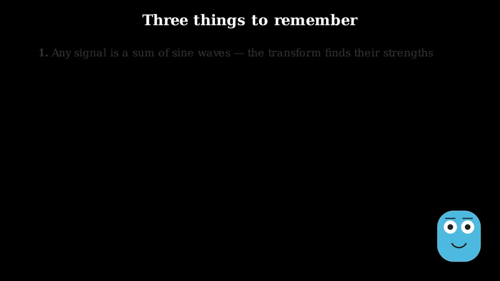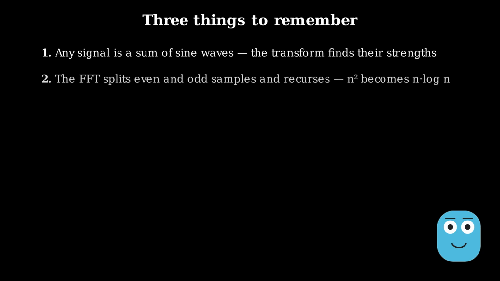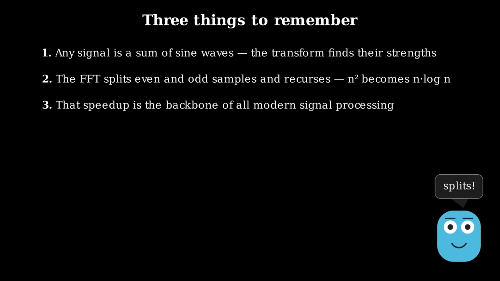1. Any signal is just a sum of sine waves, and the transform tells you how strong each one is. 2. The fast version splits the samples into even and odd, and recurses, turning n squared into n log n. And 3. That one speedup quietly powers almost all of modern signal processing.